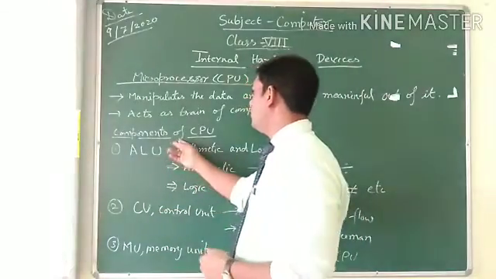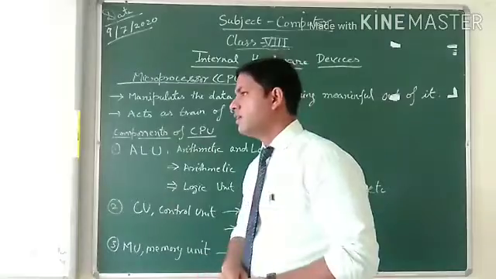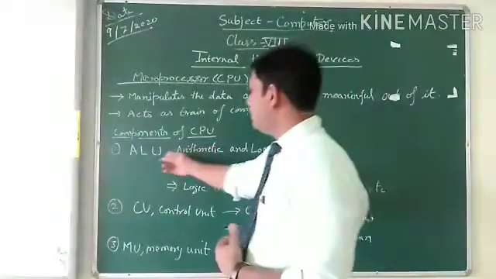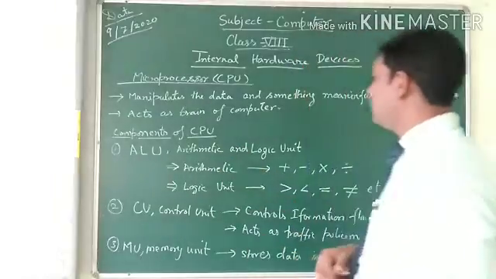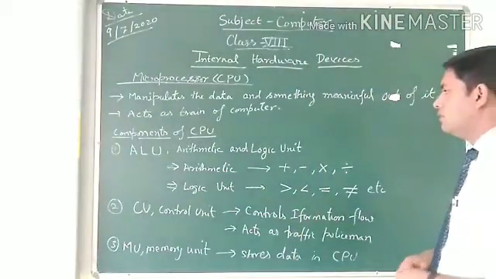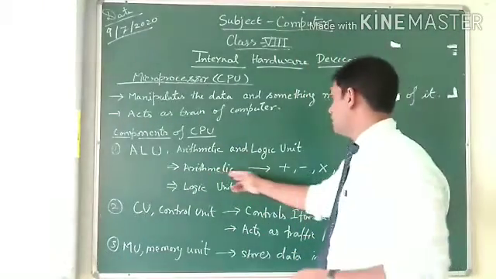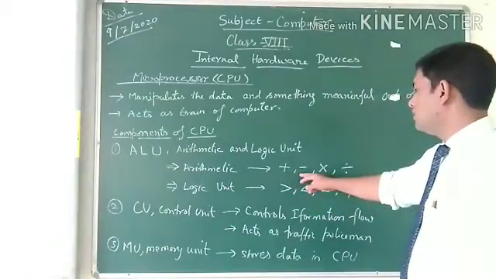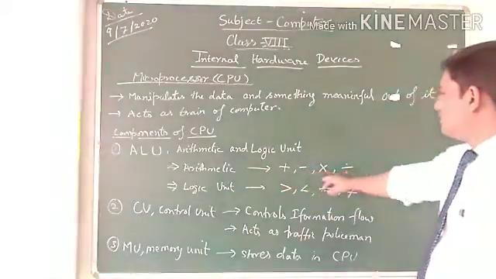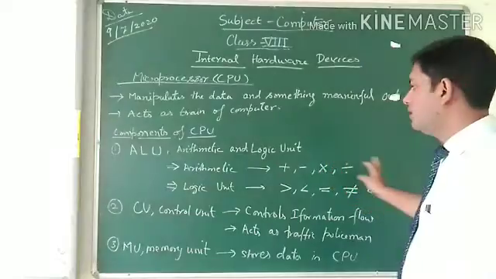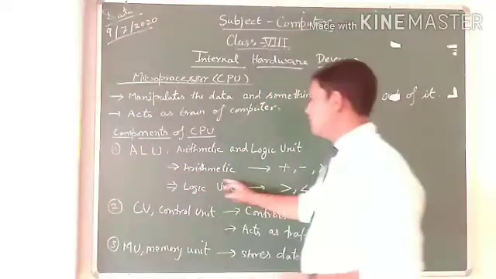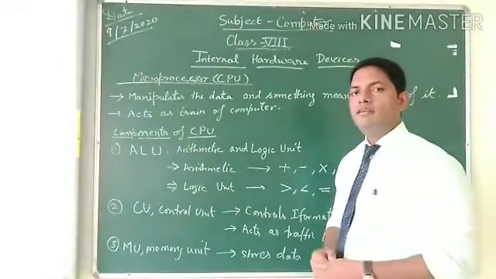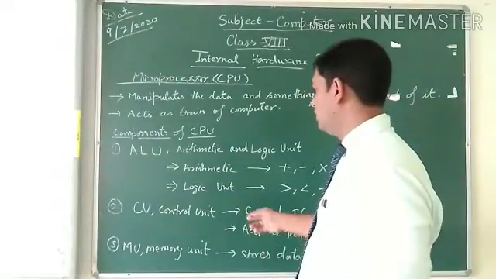Now the components of the CPU. CPU is divided into 3 parts: ALU, that is arithmetic and logical unit. Arithmetic unit calculates the addition, subtraction, multiplication and division. These are all the calculations that are related to maths, and they are solved by arithmetic unit.